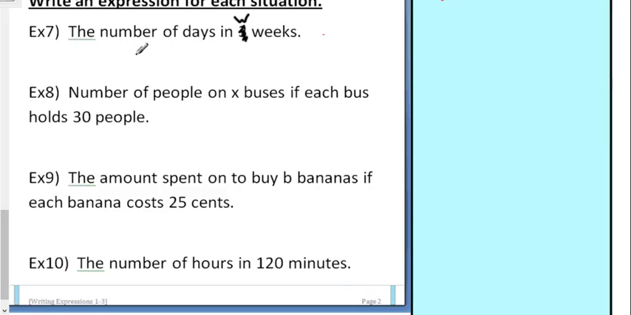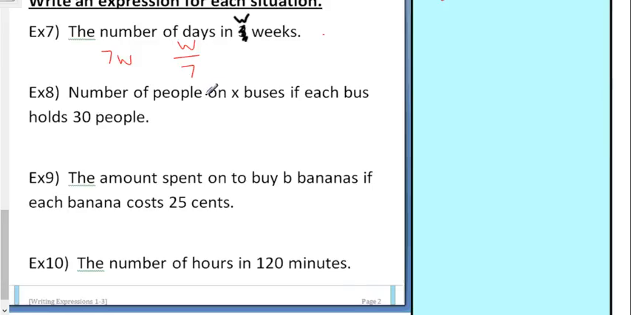Now, when you do a problem like this, you just got to be careful for a minute and ask yourself, is it going to be 7 times W or W divided by 7? Does the number of days equal 7 times the number of weeks, or does it equal the number of weeks divided by 7? That's probably the two options that you'd come up with, and you're not sure which one it is.